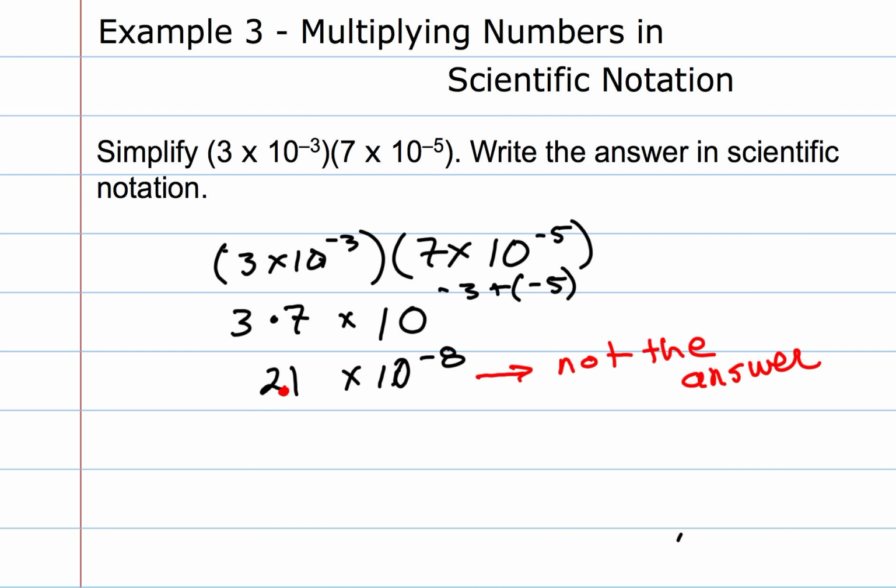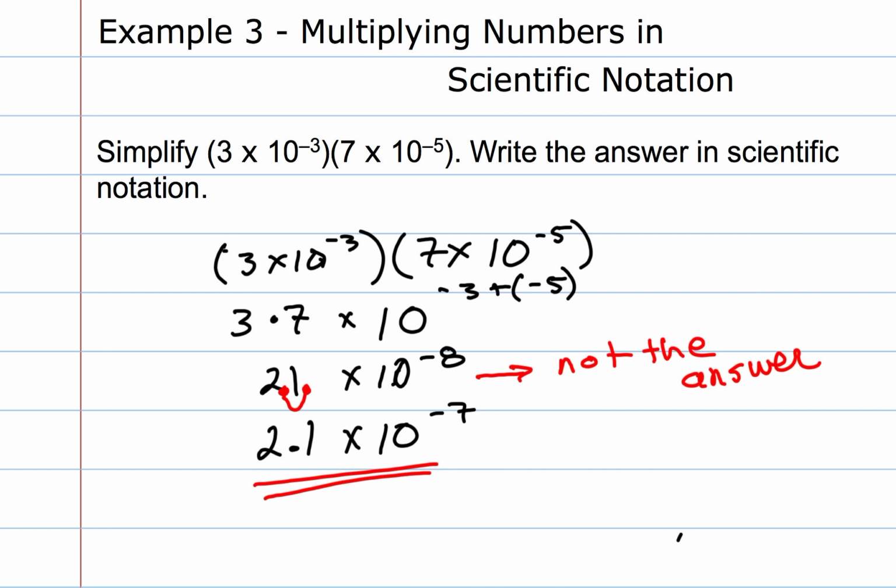So to do that, we need to make 21 into 2.1, and we do that by moving the decimal, which resides to the right of the 1 in 21, one time to the left. Or, in other words, multiply that by 10. So we have 2.1 times 10 to the negative 7th. When we move a decimal to the left one time, it's like multiplying by 10. If we move it 2 times, it's like multiplying by 100. It's powers of 10. So the correct answer here is 2.1 times 10 to the negative 7th.